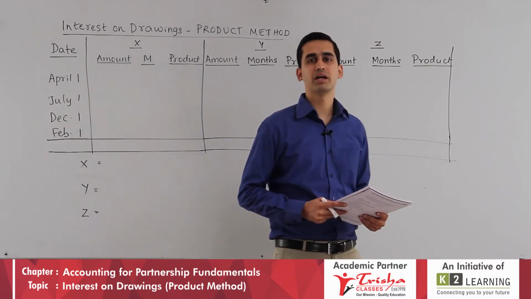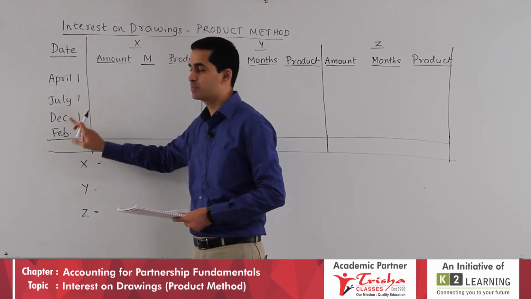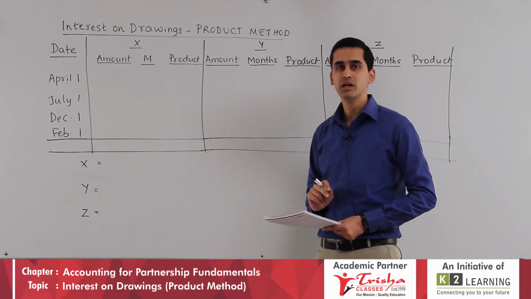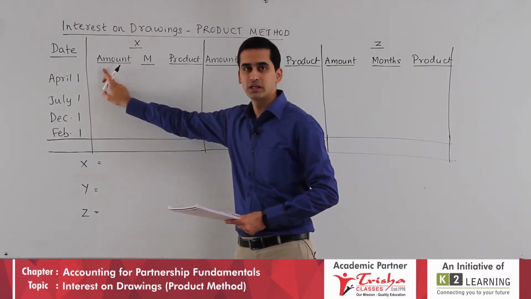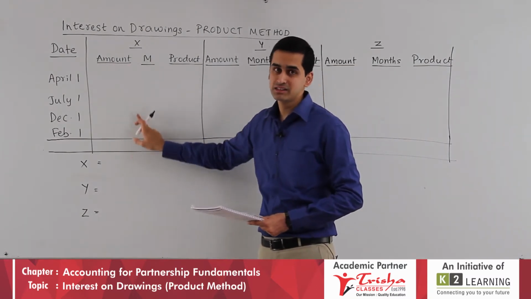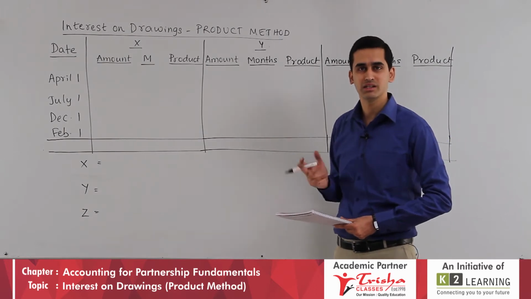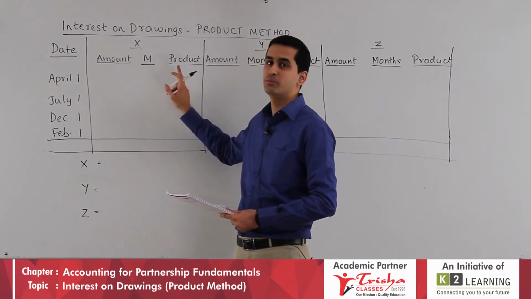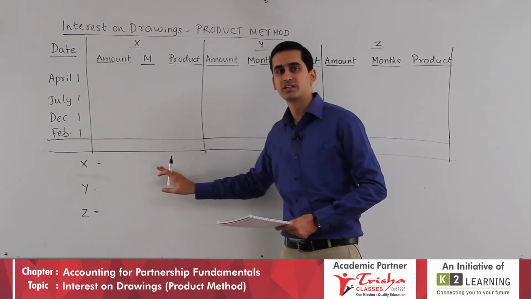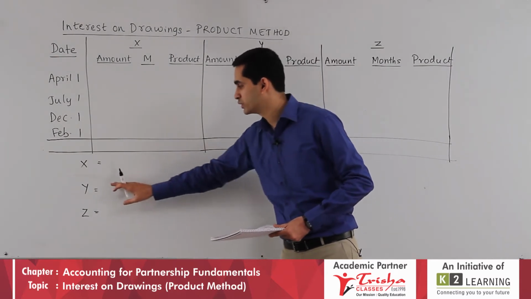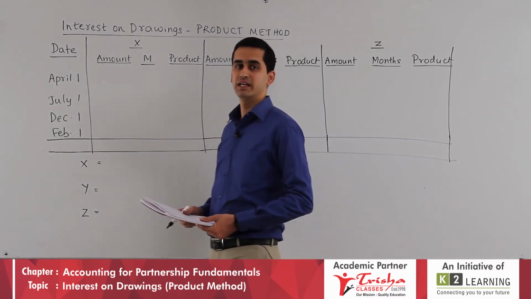Therefore, first prepare a table having date as the first column, that is April 1st, July 1st, December 1st and February 1st, which is given in the question, and then you have Mr. X, Mr. Y and Mr. Z. Amount is given, number of months we will have to calculate. This number of months will remain same for X, Y and Z because the date of drawing is same, and when I multiply amount with the number of months, I will get product. The total product of X will be used for interest on drawings for X, and that of Y will be used for Y, and that of Z will be used for Z. First let us write the dates. Which are the 4 dates given in the question?